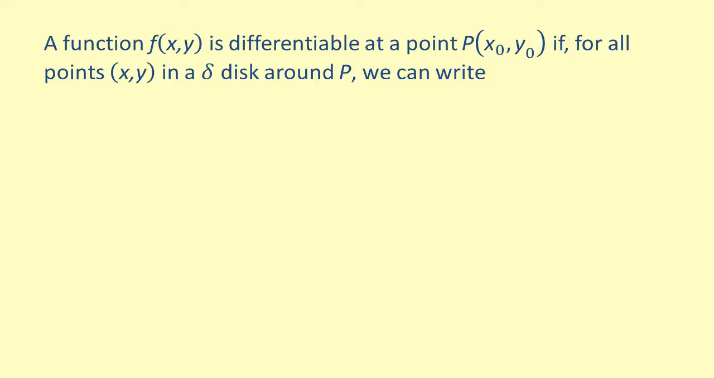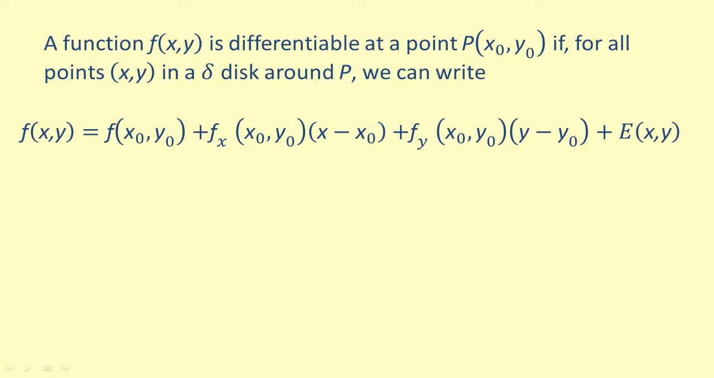A function f is differentiable at point P, say x0, y0, if f of x, y equals f of x0, y0 plus the partial derivative of f with respect to x evaluated at x0, y0 times the quantity x minus x0, plus the partial derivative of f with respect to y evaluated at x0, y0 times the quantity y minus y0, plus e of x, y for all points x, y in a delta disk around P.